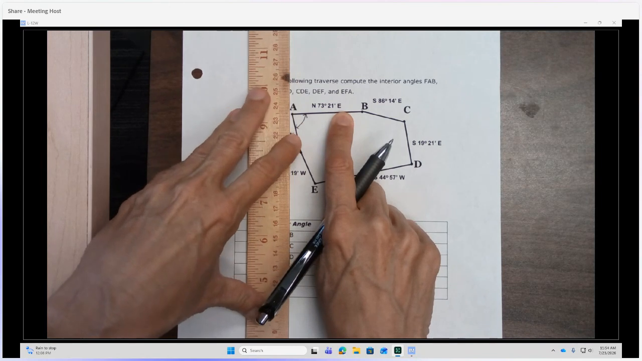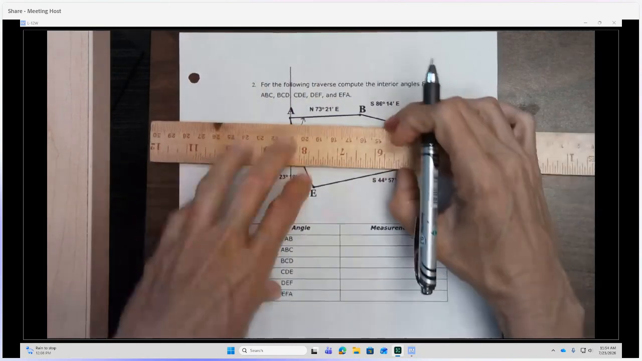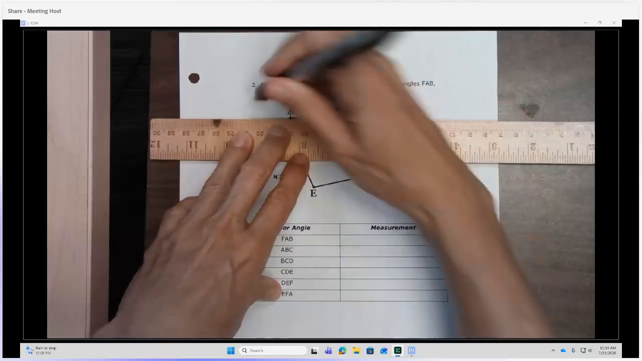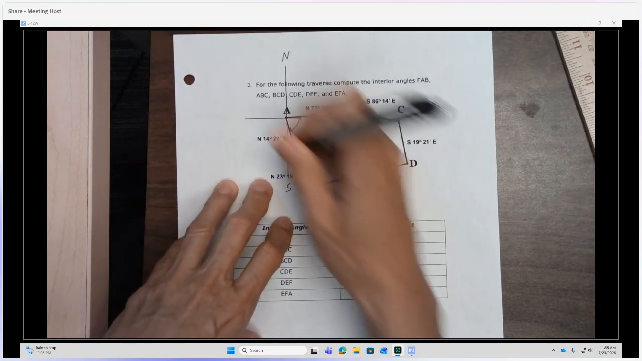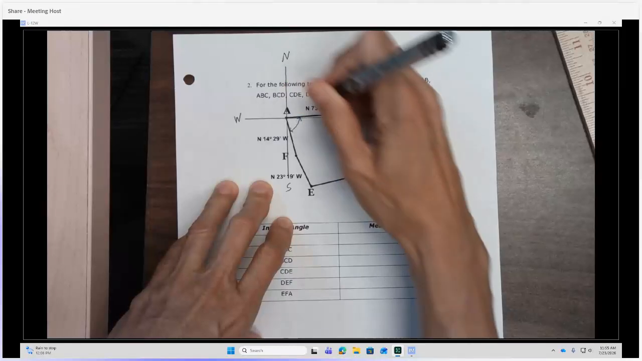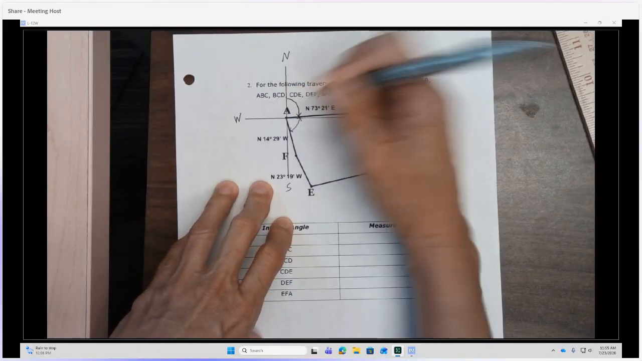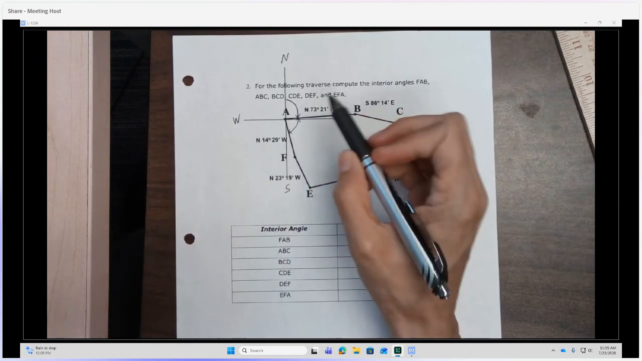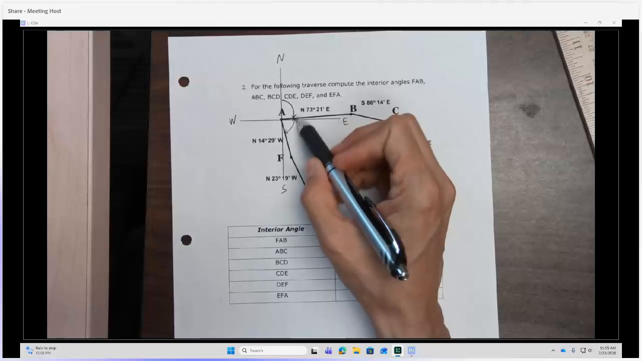So we can go ahead and put our orientation on here. So we have our north, south, west, east at A, and this bearing shows that this measurement that we're given here is coming down from the north and telling us that it's 73 degrees 21 minutes, that angle measurement.